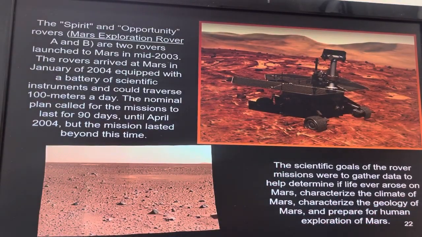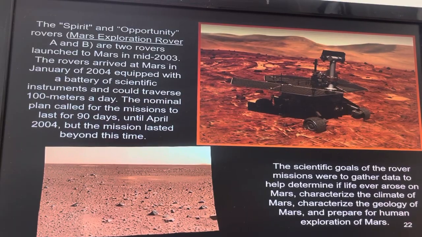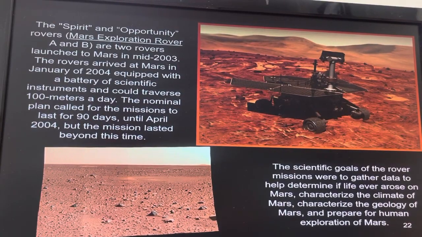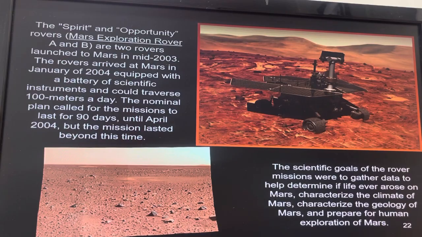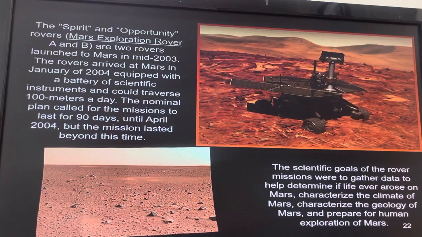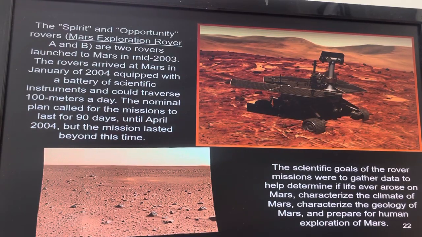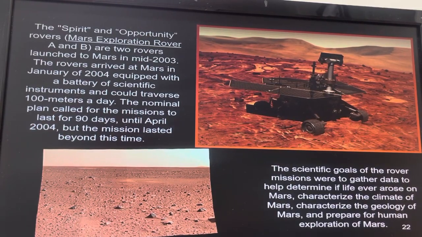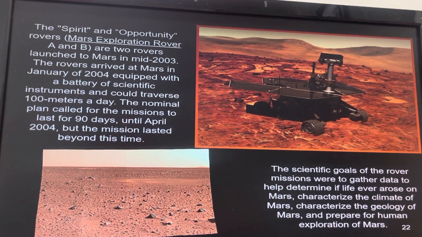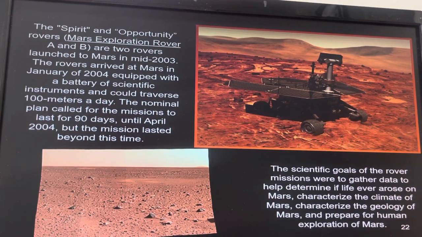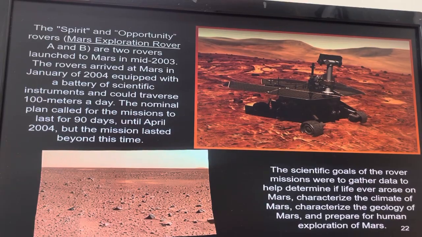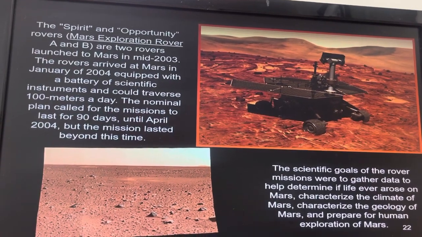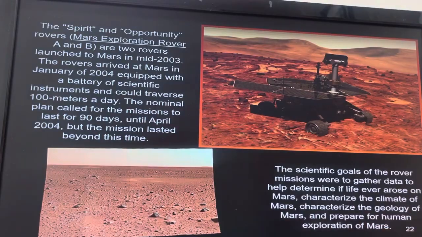And then 6 years later, we launched 2 more rovers, the Spirit rover and the Opportunity rover. They were called the Mars Exploration Rover A and B, and they both landed on Mars in 2004. And their scientific goals were to collect data, determine if life ever arose on Mars, and gather data about the climate and the geology. And again, why are we doing this? To prepare for human exploration of Mars.